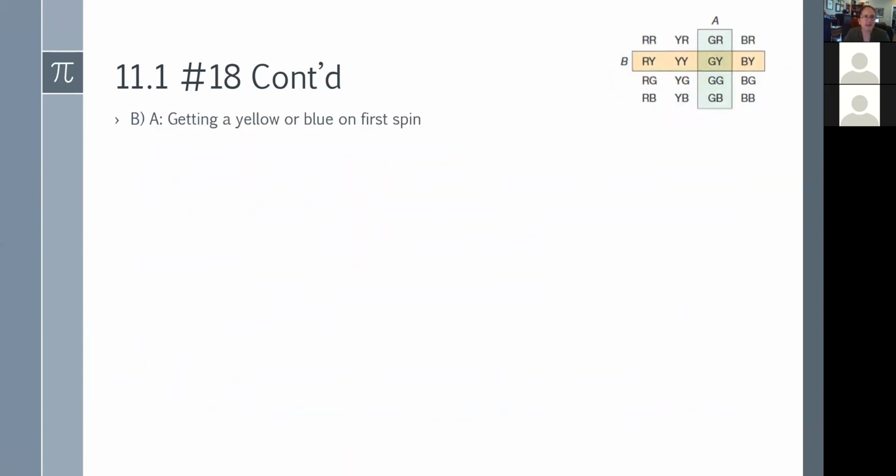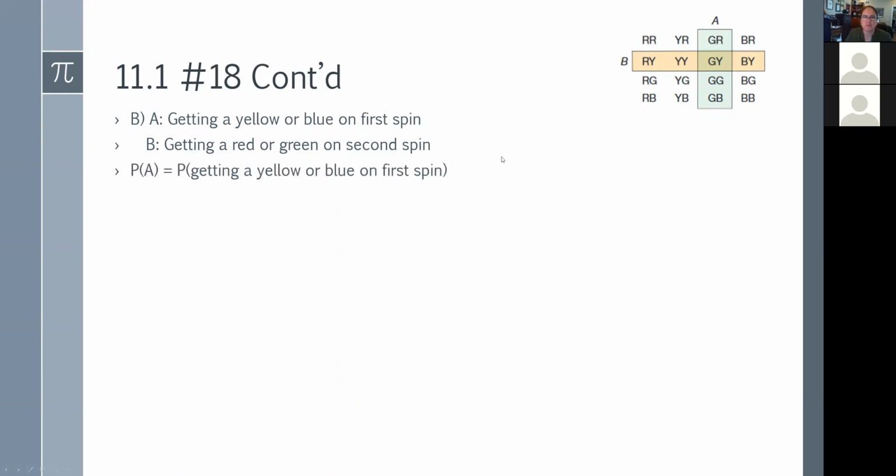Okay, and then we're going to take a look at another couple events. Event A is that we get a yellow or a blue on the first spin. So we can get a yellow on our first spin or a blue. And event B is the event that we get a red or a green on the second spin. So this is how to get a red on the second spin, and then this row will be a green on the second spin.